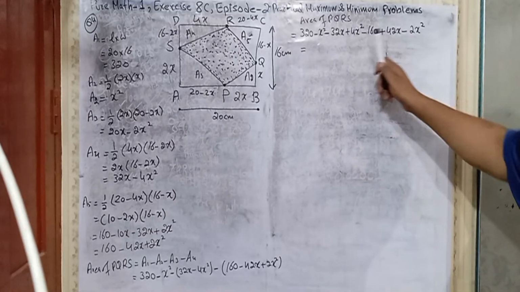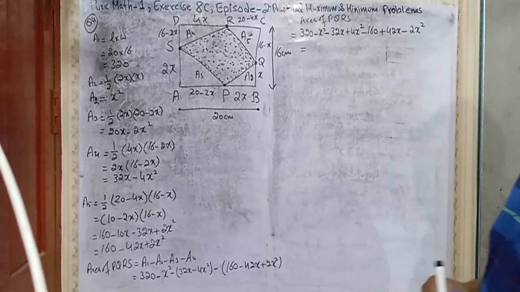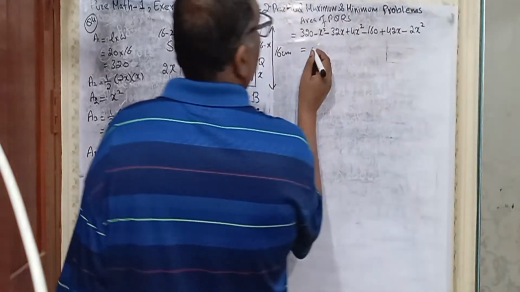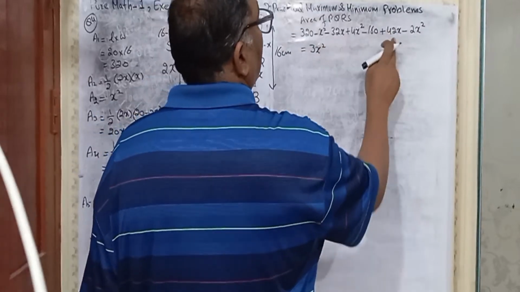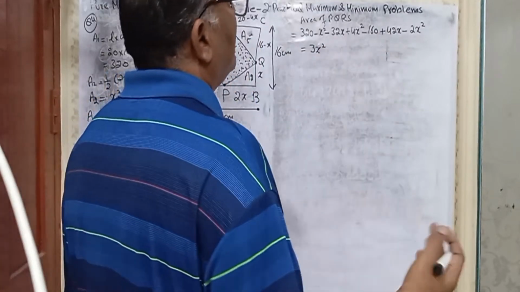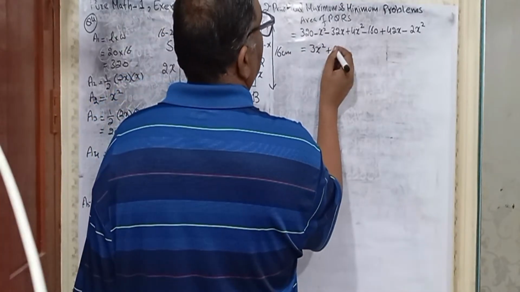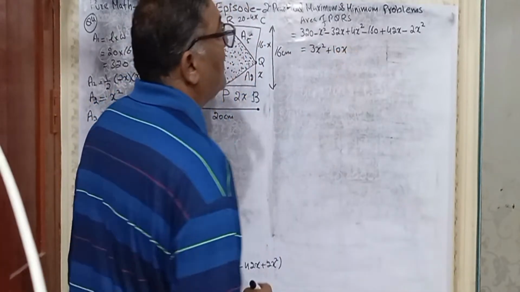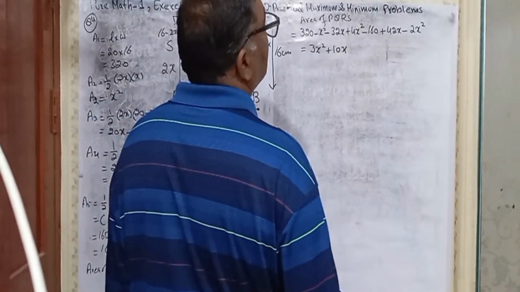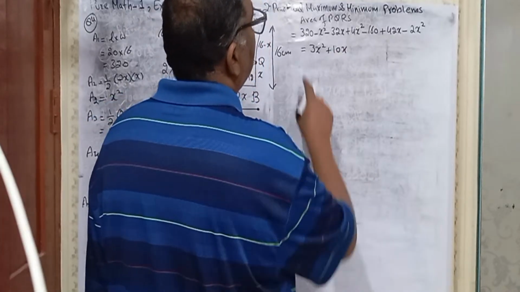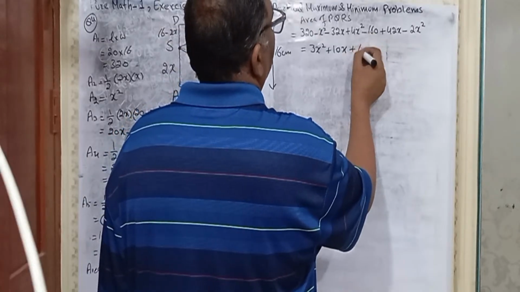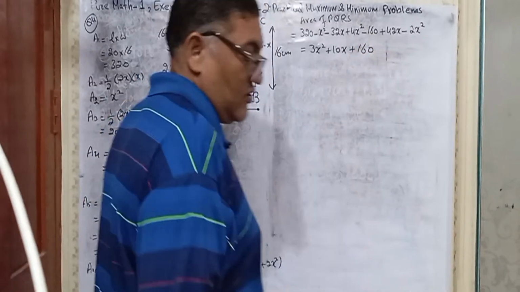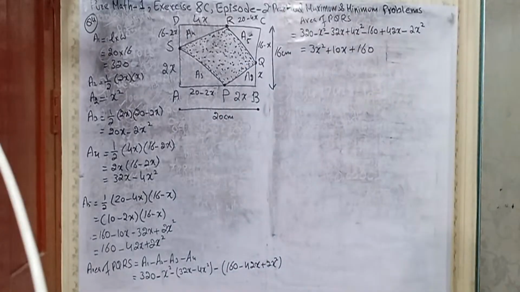4x square minus 2, you are left with the 3x square. So you are left with the 3x square, minus 32 plus 42, 8 and 2. So this is plus 10x. Okay, then you will have 320 minus 160. So you are left with the plus 160.